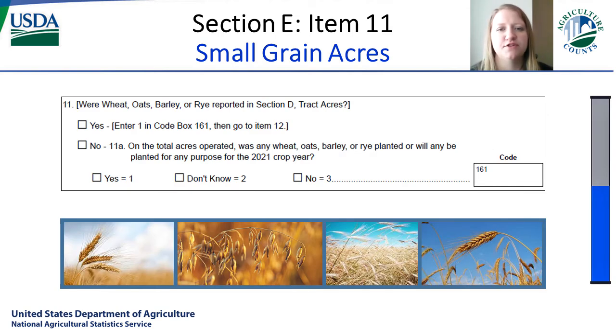Item 11 refers to small grains grown on the operation. If the operation reported any wheat, oats, barley, or rye in section D, check the yes box and enter 1 in box 161 and continue to item 12.